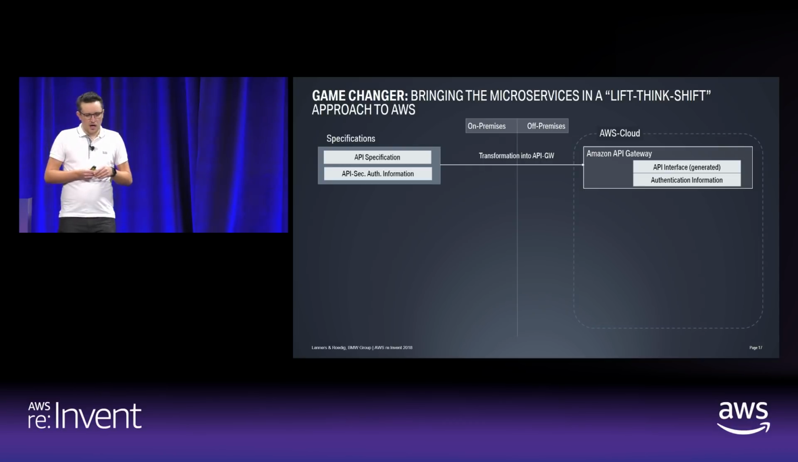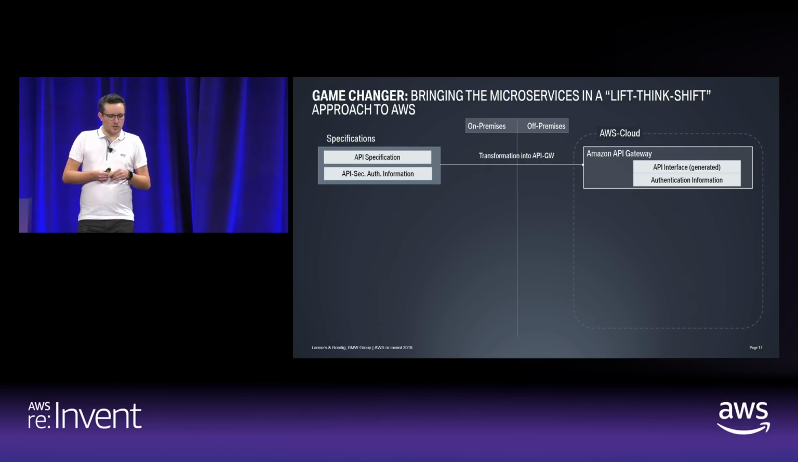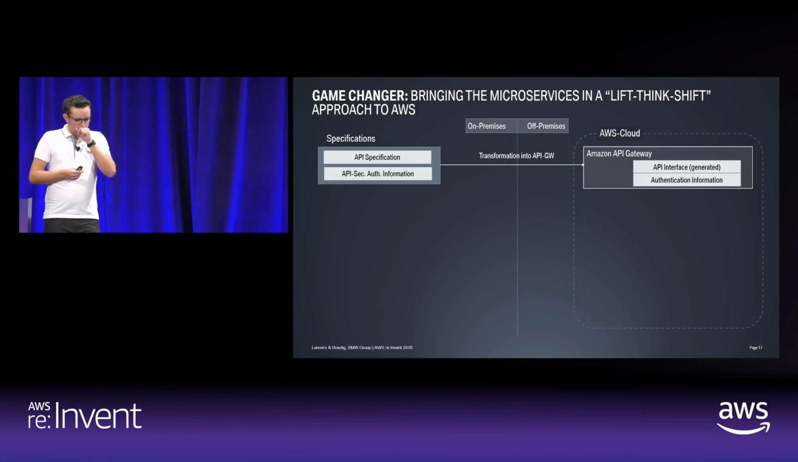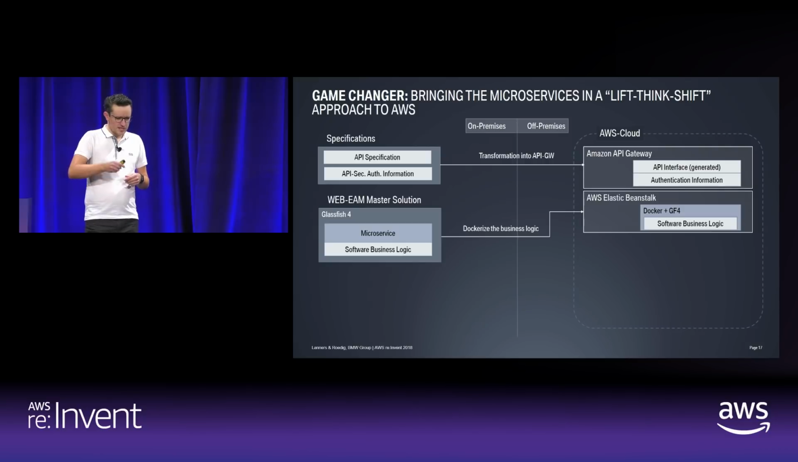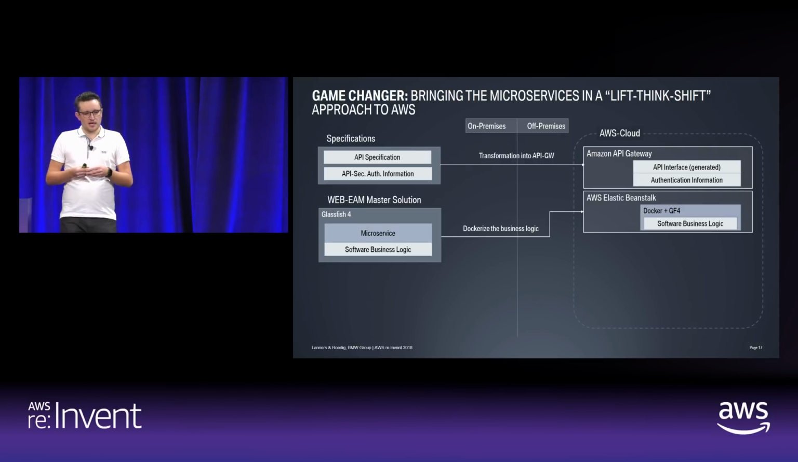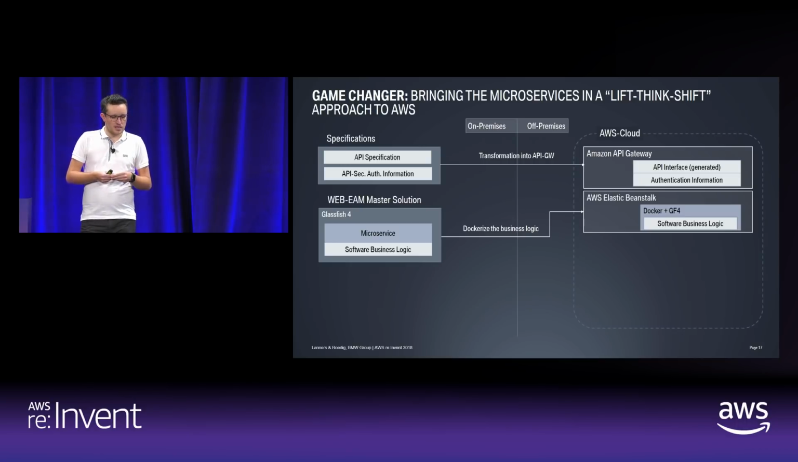Let us now see how we did the transition. We followed an approach like lift, sync, and shift, and on-premise we had different artifacts. We had the API specification and the authentication information from the API. These we had to transfer into the API gateway. Next, our microservices are all based on Java applications, so we have a GlassFish 4 application server. These we have Dockerized and deployed to Elastic Beanstalk.